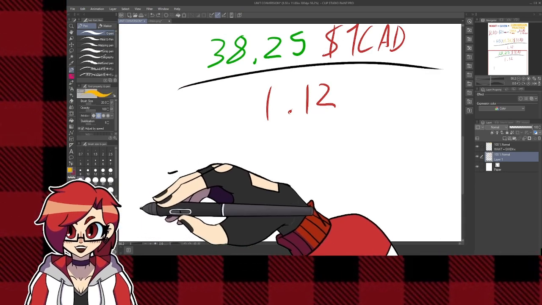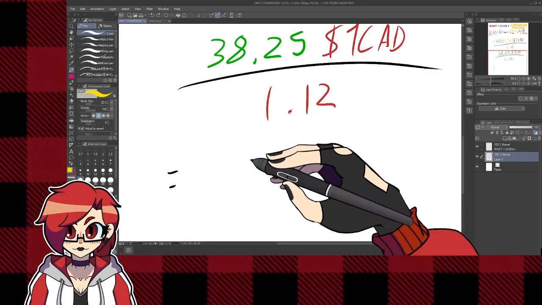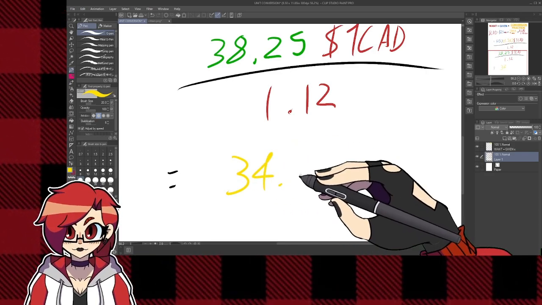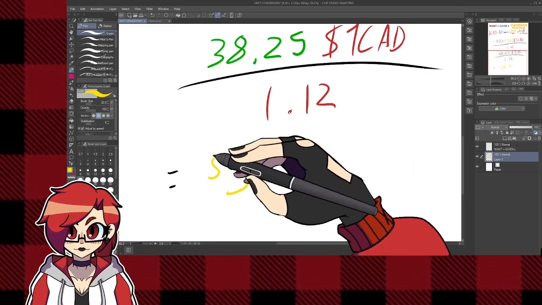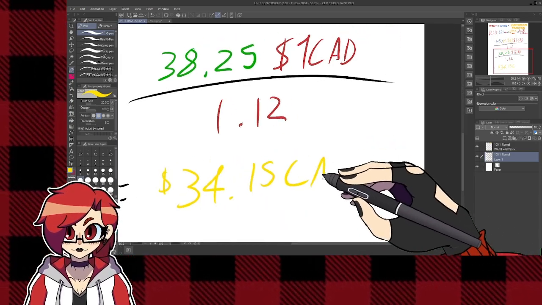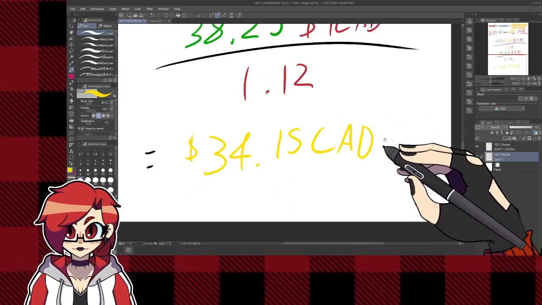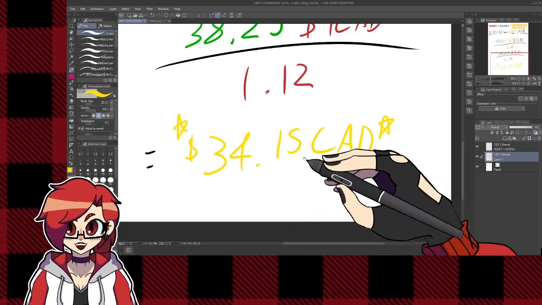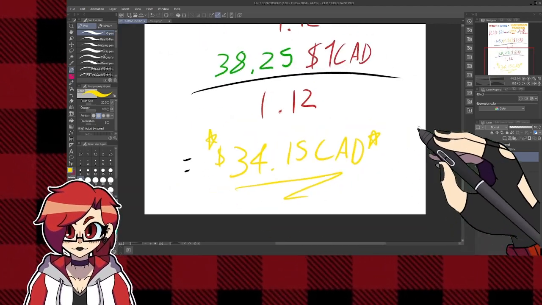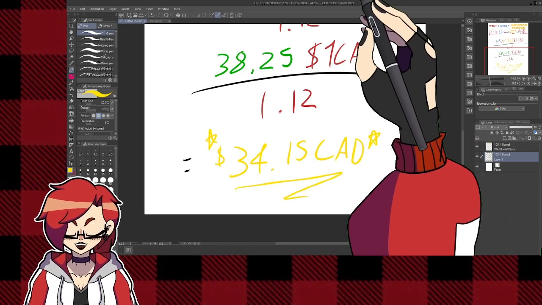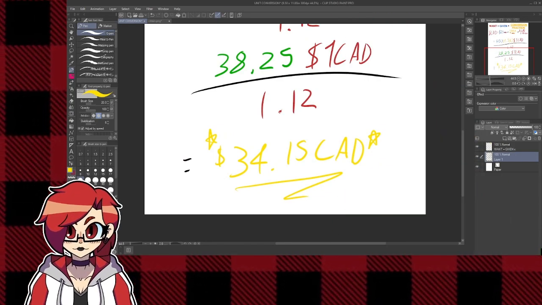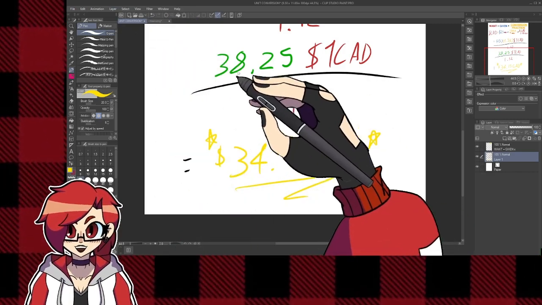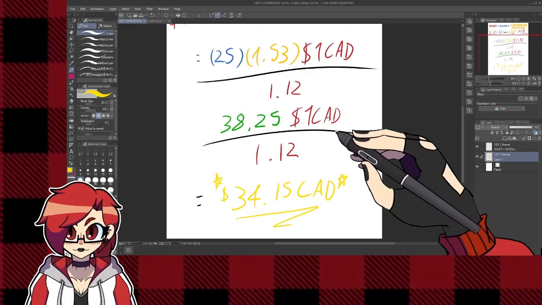the funky final number of 34.15 CAD. And that is the price of the commission in CAD, and the funky little 38 here is the price in AUD.